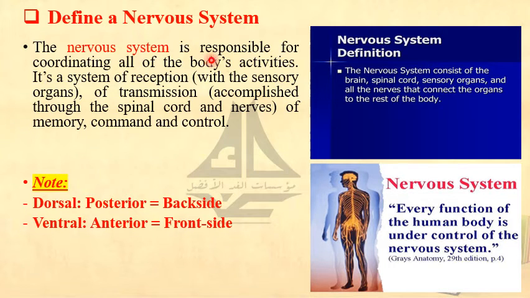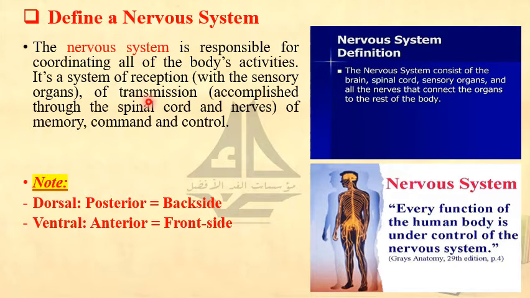What do we mean by nervous system? The nervous system is responsible for coordinating all of the body's activities. It is all the activities done by our body, they are controlled by our nervous system. It's a system of reception. It is the one that receives the messages from our sensory organs.